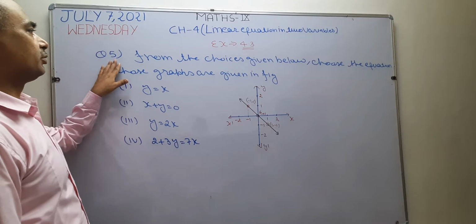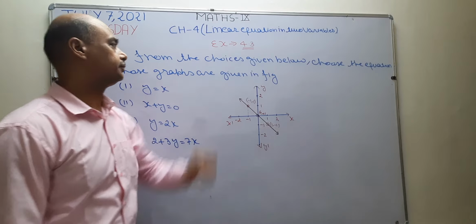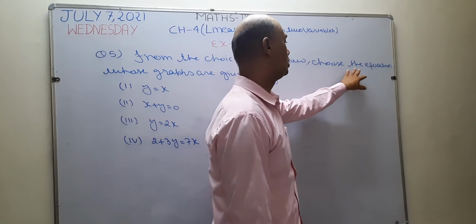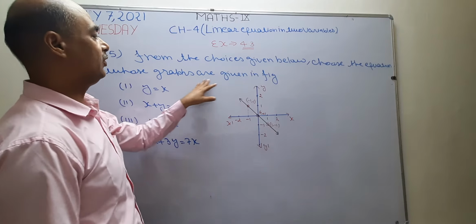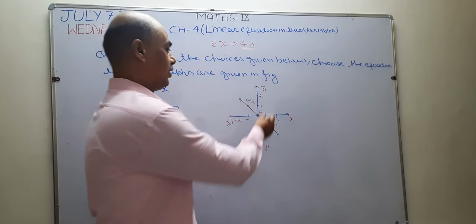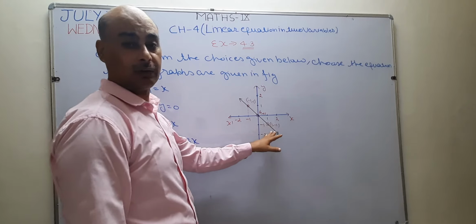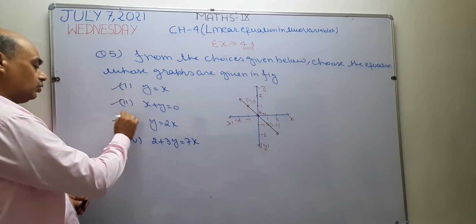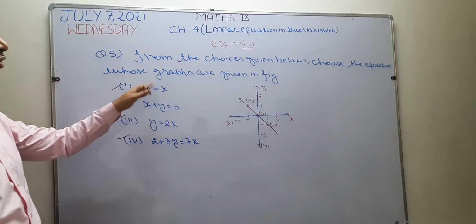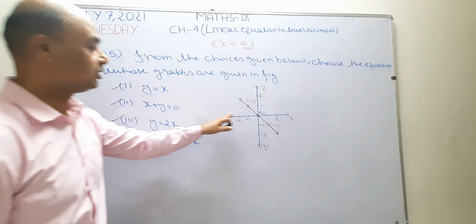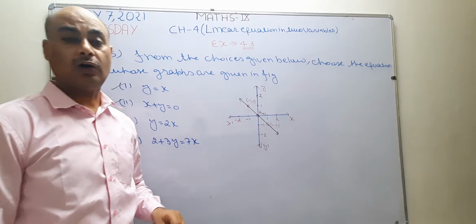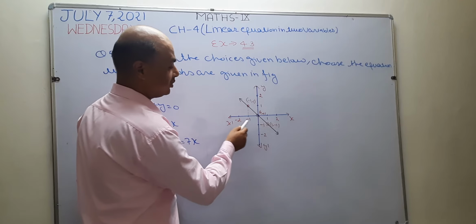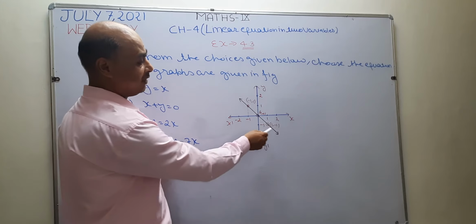Now I am going to solve question number 5 of exercise 4.3. From the choices given below, choose the equation whose graph is given in the figure. Now in the figure, one graph line is given. Now we have to check. There are 4 options, 4 equations. We have to check which equation this graph line belongs to. Now how do we check? I am going to check these 3 points. This graph line is passing through 3 points.